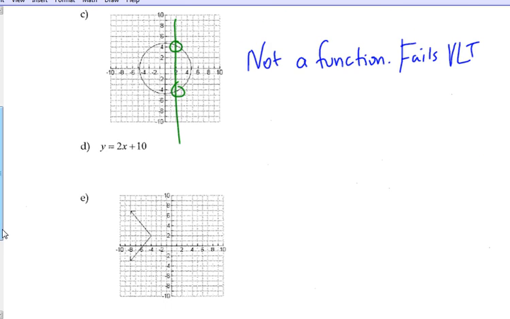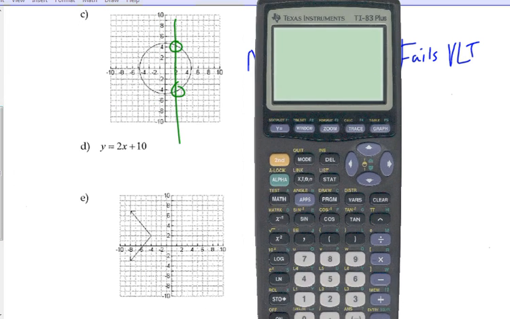Okay, grab your calculators. There's two ways to know that this guy is a function. One way is graphing him on your calculator. So this is the first step in learning how to use our graphing calculator. Okay. So let's do this very step by step.